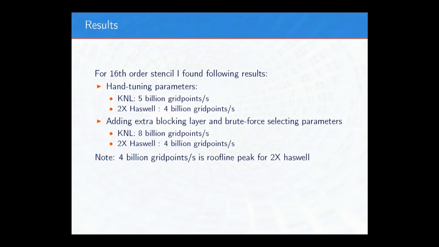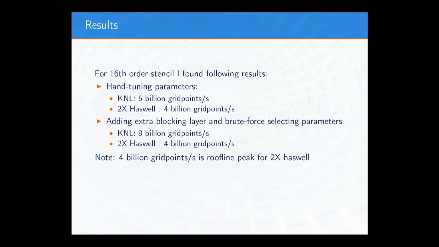So I used this kernel. I actually did two experiments. The first experiment was just doing everything I showed in the slide. On Knight's Landing, I was able to get about 5 billion grid points per second. On a dual socket Haswell, about 4 billion grid points per second. This is on a 16th order finite difference stencil.